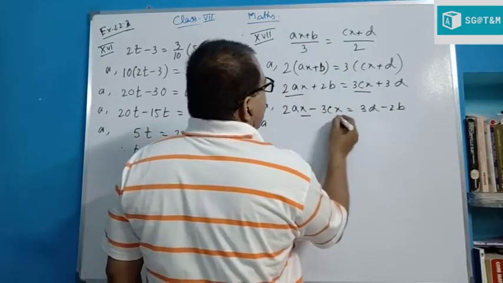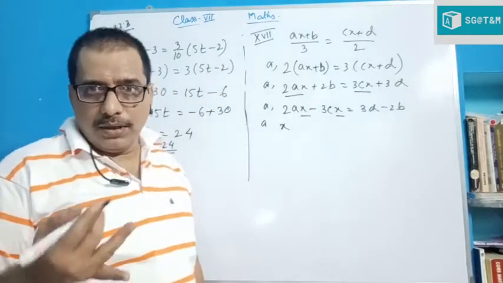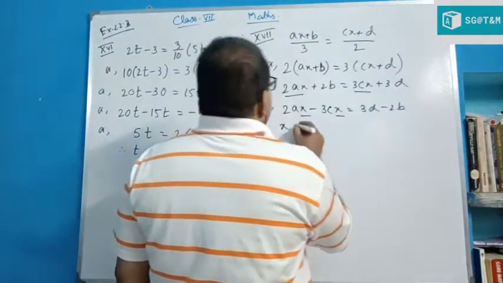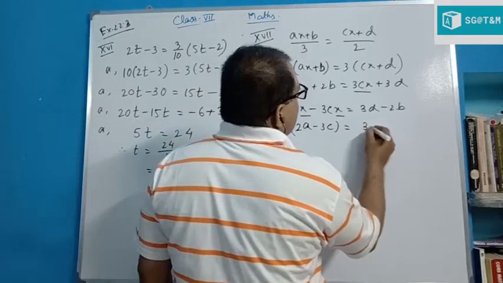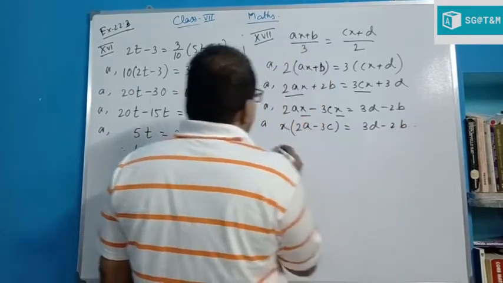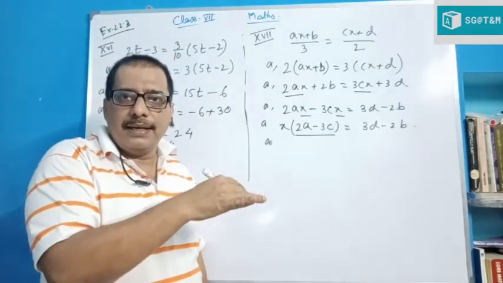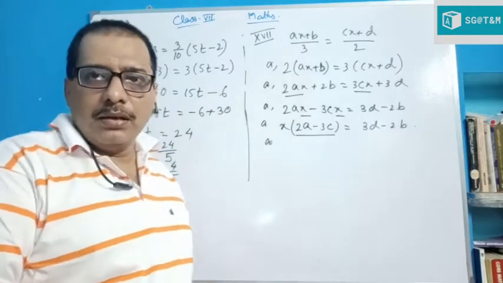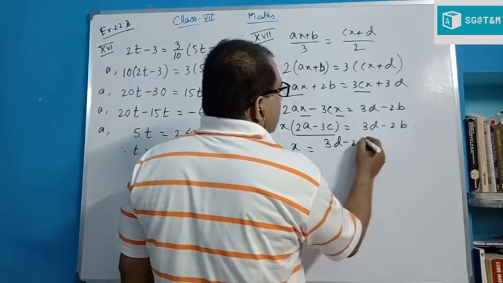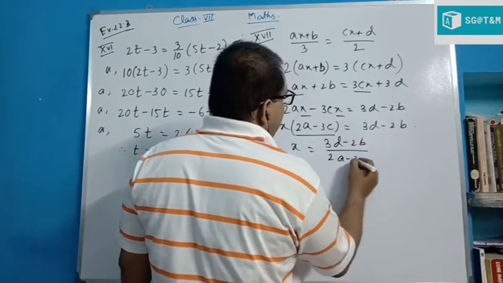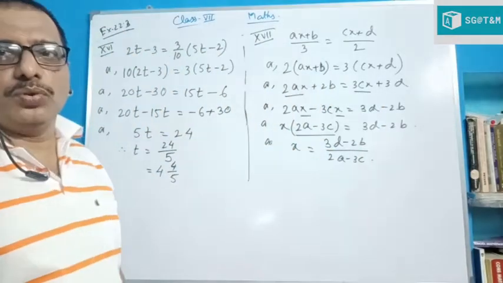Now take x common from these two. We have already learned the factorization chapter, so x common is known to all of us. Very simple. If we take x common, then you get 2a minus 3c, and 3d minus 2b remain intact. This is multiplication with x. If we take it into right hand side, then it will be division. So we can write x is equal to 3d minus 2b by 2a minus 3c. In terms of a, b, c, d, it is the solution.